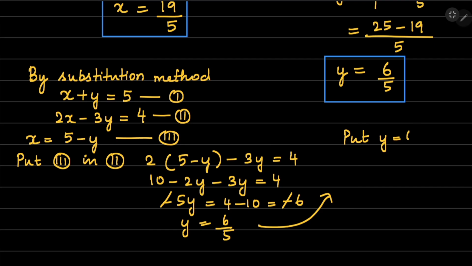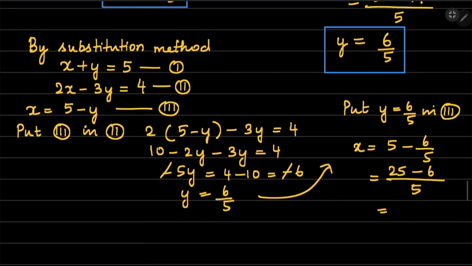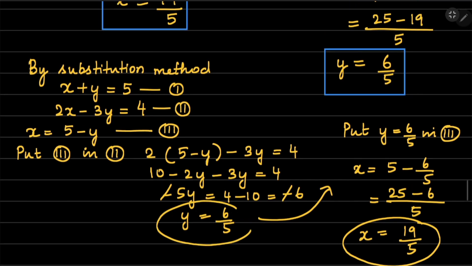Okay, now you can put this in. Put y equal to 6 by 5 in 3, the third one. So you're getting x is equal to 5 minus y. In place of y, I'll write 6 by 5. So again, you will take the LCM. When you take the LCM, it is just 5. So the numerator will have 25 minus 6, which is nothing but 19. 19 by 5 is your x, and your y is nothing but 6 by 5.